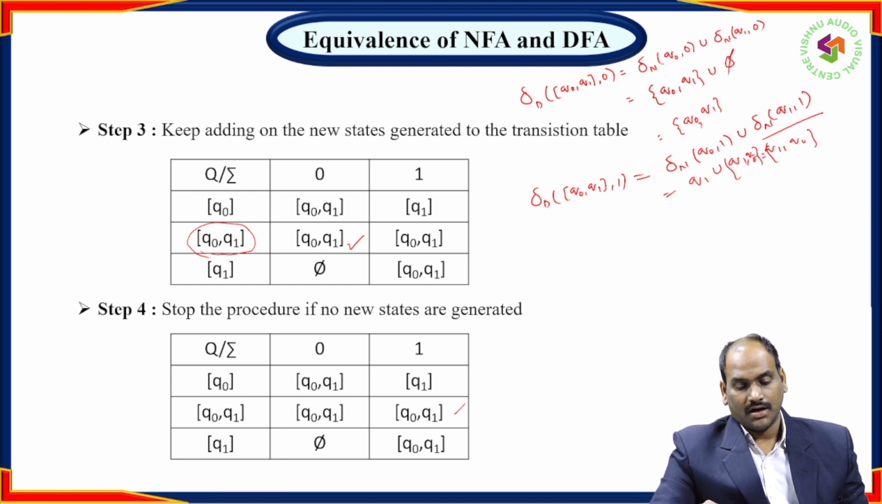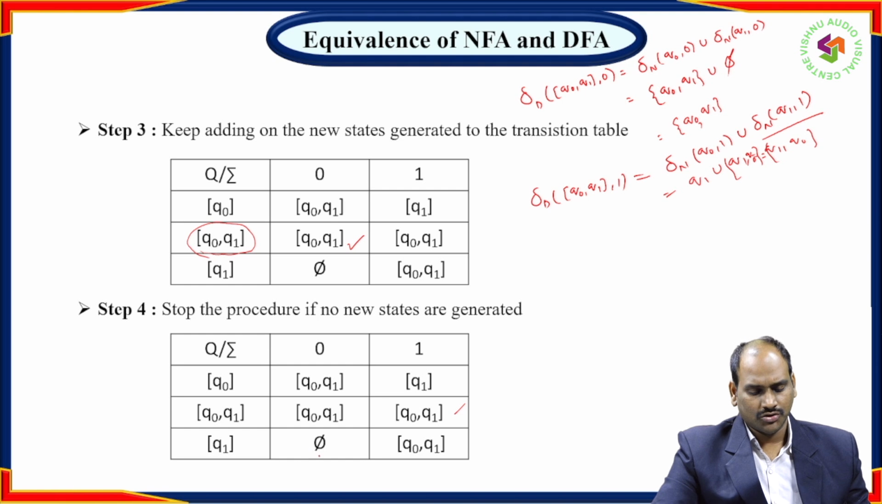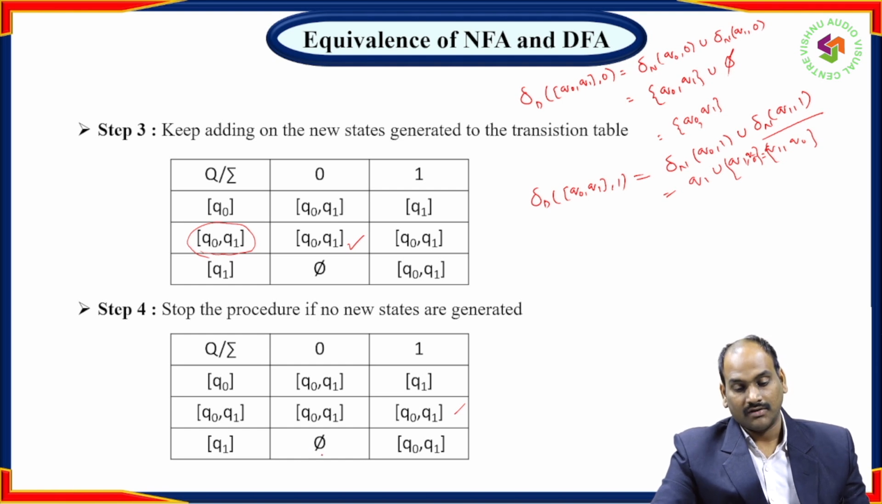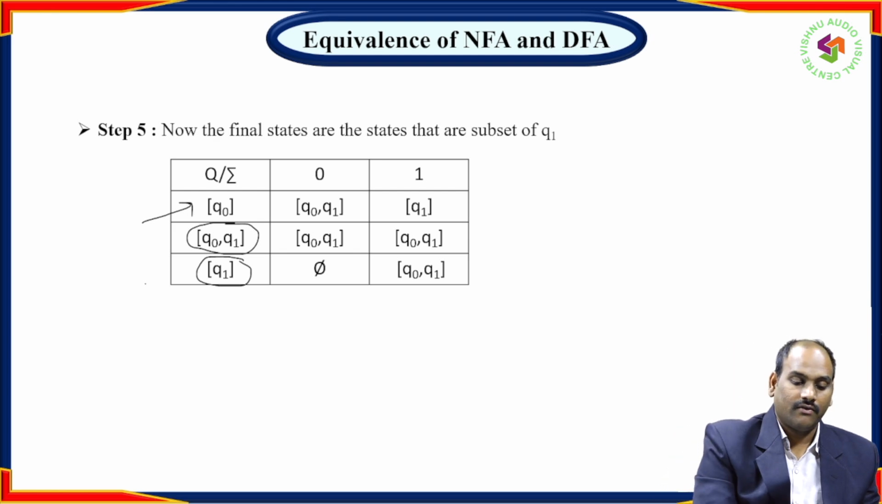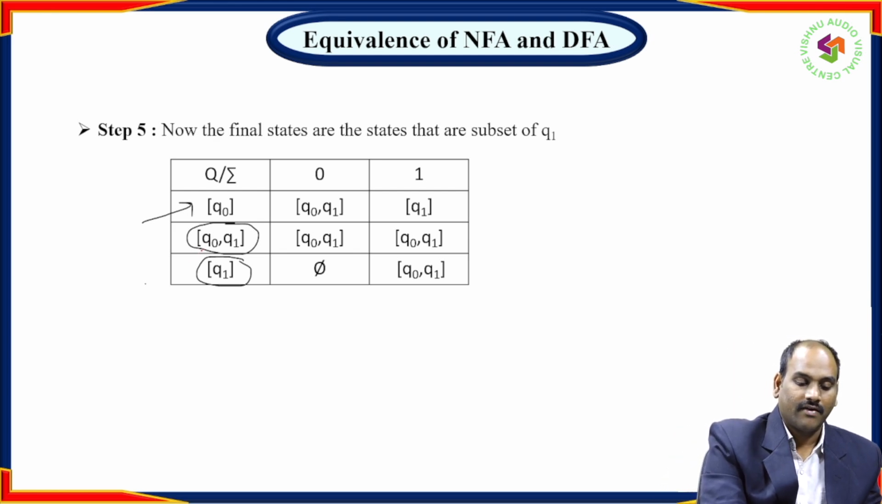How far should we add these states such that no new state is generated? If there is no generation of a new state, then we can stop this procedure. And now we have to finally mark the final states. What are the states that consist of a subset of the final states?